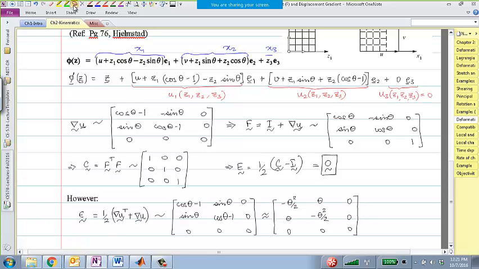On the other hand, if you were to use your old, linearized definition of strain, where you take only gradient of u plus gradient of u transpose, and half of that, what you would end up with is something like this: cosine theta minus 1 on the diagonals, which, if theta is small, goes to minus theta square over 2, minus theta square over 2. Even this definition is clearly not 0, right? So this is not 0, and it's approximately equal to 0 only if theta is very, very small.